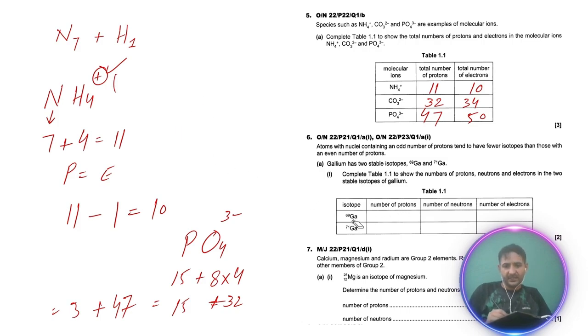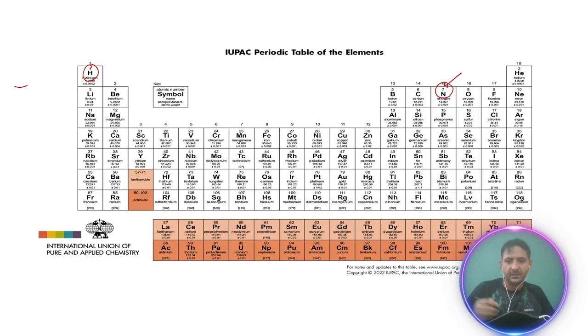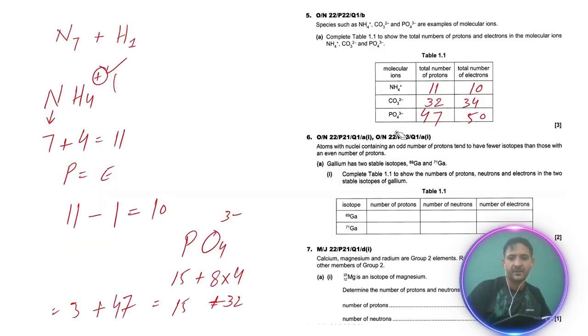Number of protons. It is gallium, so check the periodic table. Here we have gallium. Its proton number is 31. It means there are 31 protons and 31 electrons. Number of neutrons: it is 69 minus 31, which is 38. So the number of neutrons is 38.